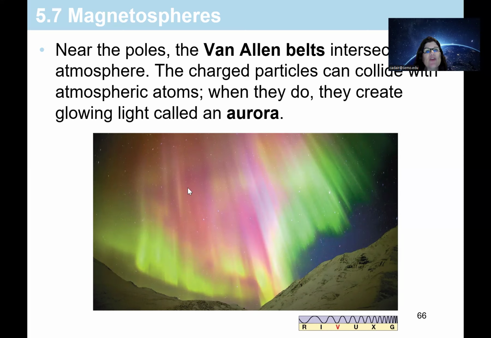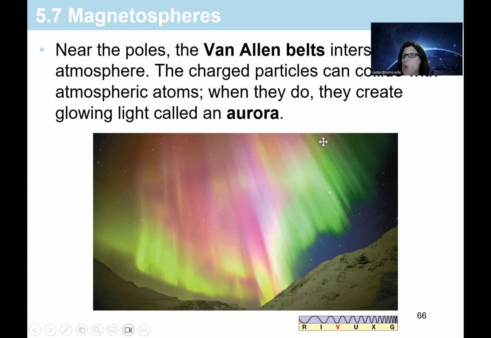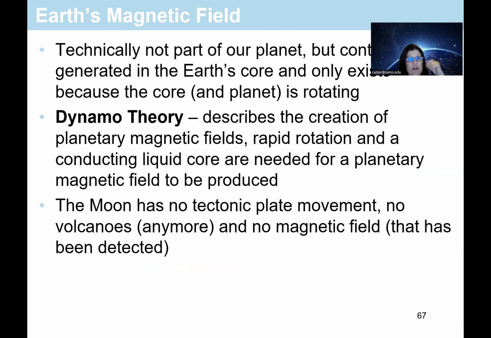So anyway, near the poles, the Van Allen belts intersect with the atmosphere. The charged particles can collide with the atmospheric atoms, and then they glow a little bit, and that creates aurora. Depending on how far down you can see it, we're seeing it just in the upper atmosphere, so it's very low to the horizon. Your phone can actually see it better than your eyes can.